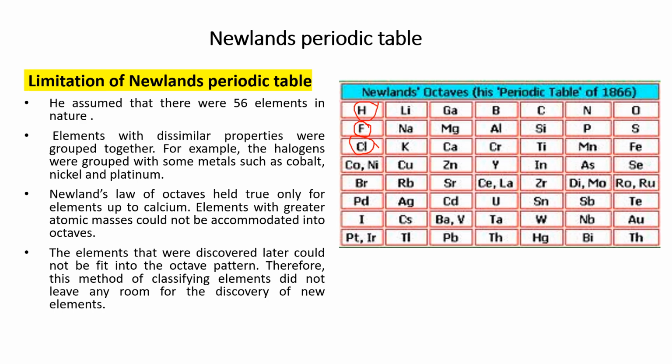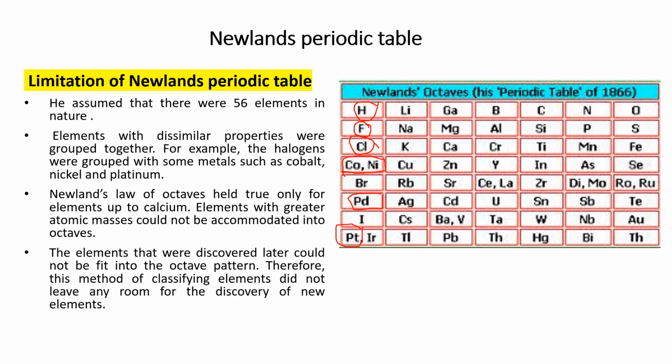But there were some mistakes. Elements with dissimilar properties were grouped together. For example, the halogens were grouped with some metals such as cobalt, nickel, platinum, and palladium. He assumed that there were 56 elements in nature, but now we see that there are 118 elements.